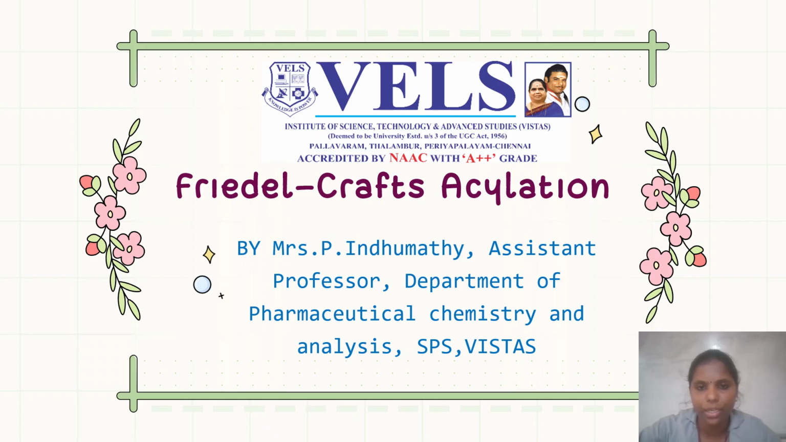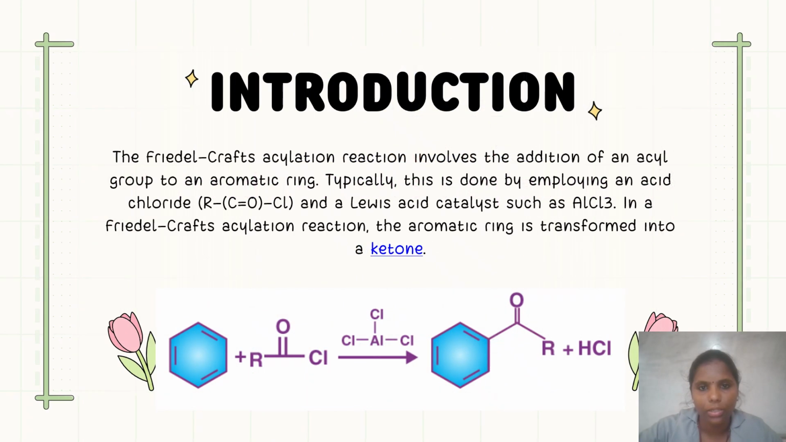Today in this session, we are going to see Friedel-Crafts acylation reaction. So, Friedel-Crafts acylation is nothing but a reaction which involves the addition of acyl group to the aromatic ring. Generally this reaction is done by the addition of acid chloride. To this we will add a Lewis acid catalyst, that is the aluminum chloride. So, in Friedel-Crafts reaction, the aromatic ring is transferred into a ketone molecule.